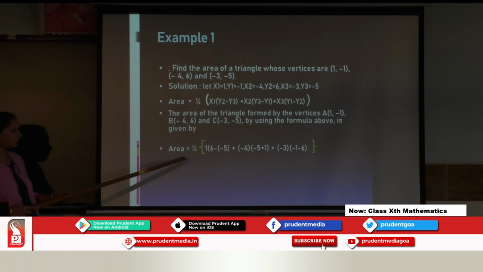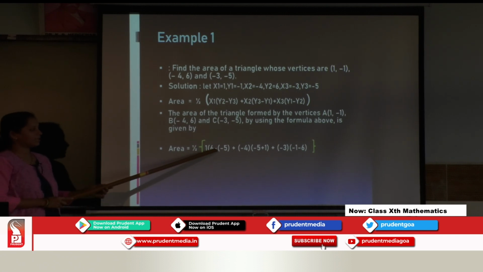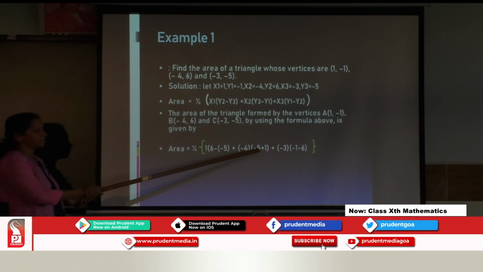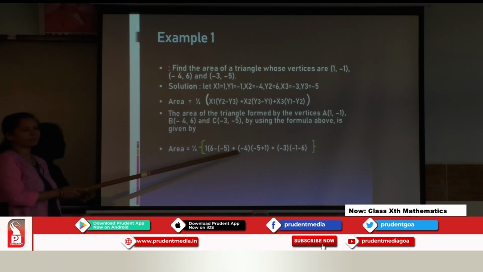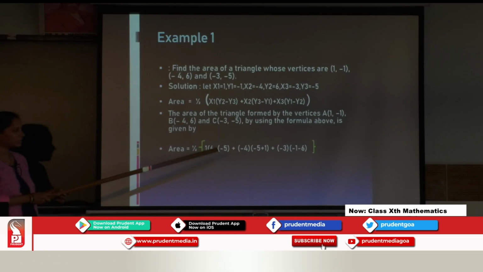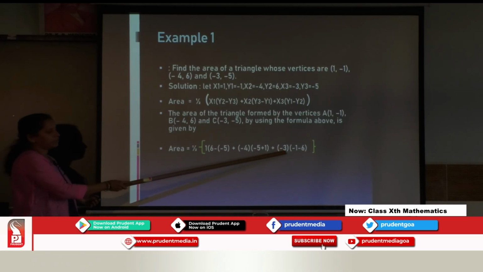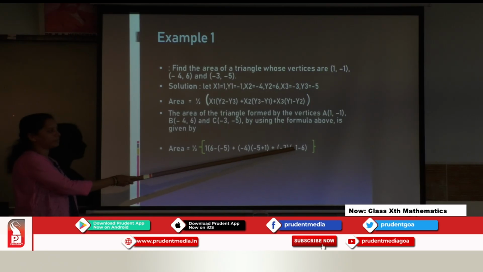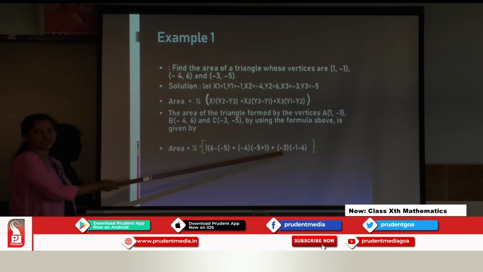So after solving we will get here 6 minus into minus 5, it is equal to 11. 6 plus 5 is 11. 11 into 1 is 11. Then again here -4 into bracket (-5 plus 1), it is equal to -4. -4 into -4 is equal to plus 16. Then this will be -1 minus 6, it is equal to -7. -7 into -3, it is 21.